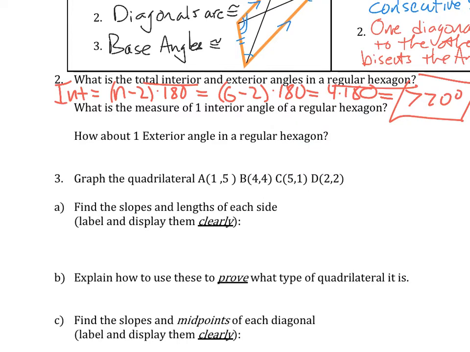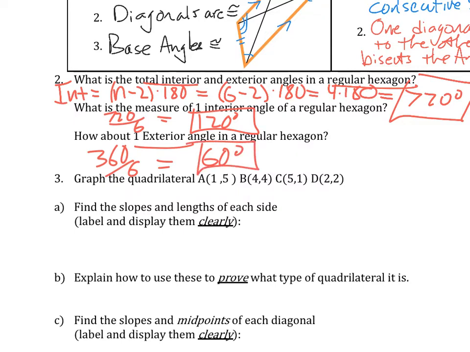Now, if we want one of these angles, well, we've got to take that number, 720 for the interior, and divide it by the number of sides, 6. And that's going to be 120 degrees. Okay? If we want one exterior angle, well, they all add up to 360. So let's divide that by 6, and we get 60 degrees, which is nice because these angles are next to each other, interior and exterior, and they need to be supplementary, and those are.